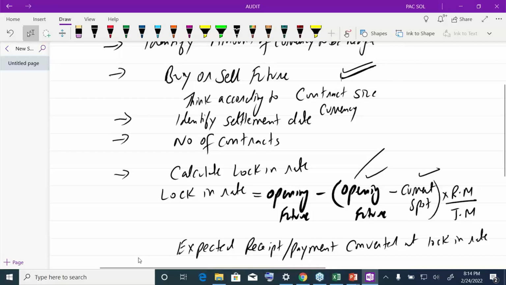Lock-in rate and closing future are not the same. I'm talking about the lock-in rate. Remember one thing: in currency future, you will always calculate the lock-in rate. You will not calculate the closing future. However, in an interest rate question, you will be calculating the closing future.